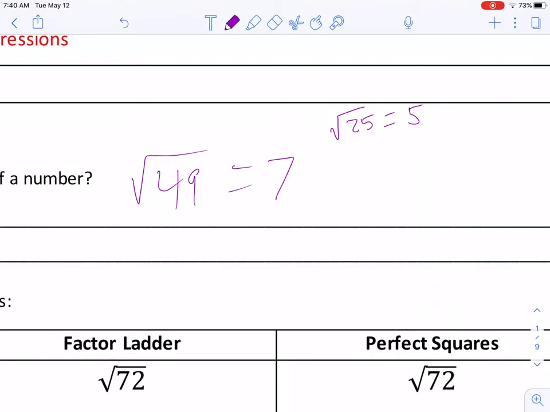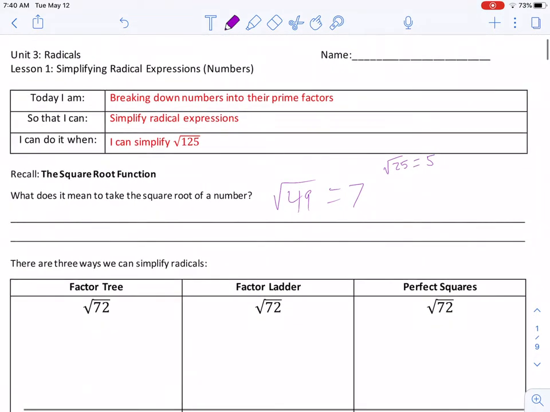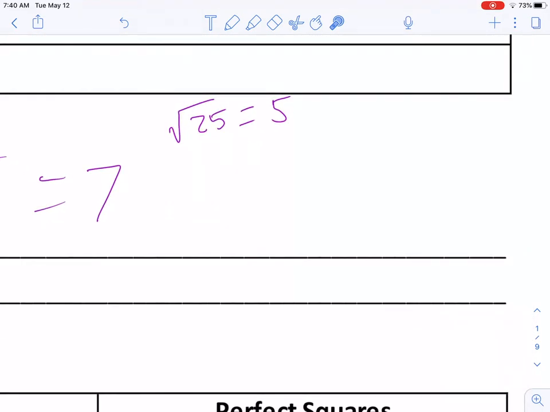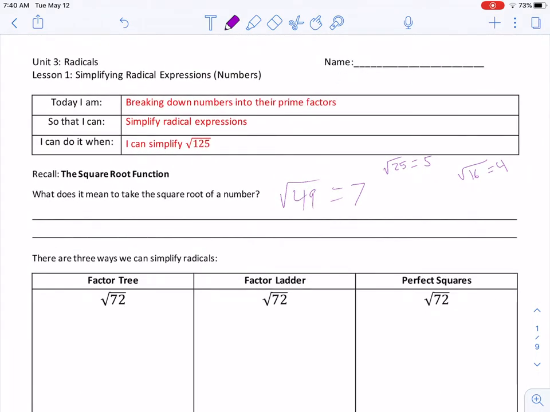So when we think about perfect squares, taking the square root of a number means that we're finding two numbers that are the same. So the square root of 16 would be what? It would be 4. So what does it mean to take the square root of a number? I'd like to see kind of in your own words.